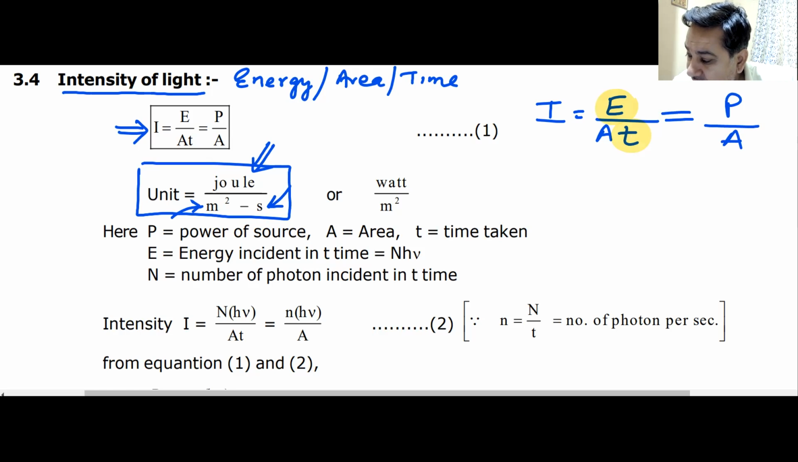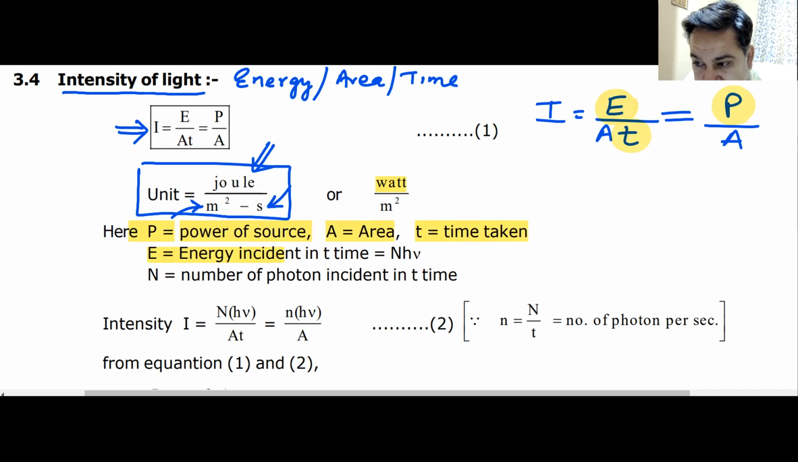Do we understand this? So I can also write intensity as power divided by area. Hence, we have watt divided by meter square. Do we understand this? P standing for power of the source, A standing for area, T for the time, E for energy. Do we understand these terms up till now?